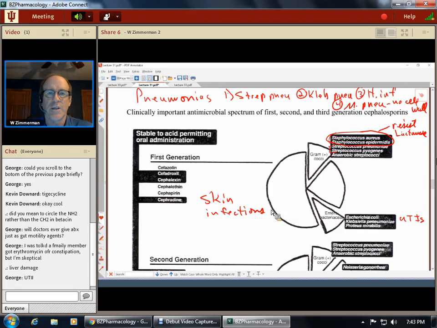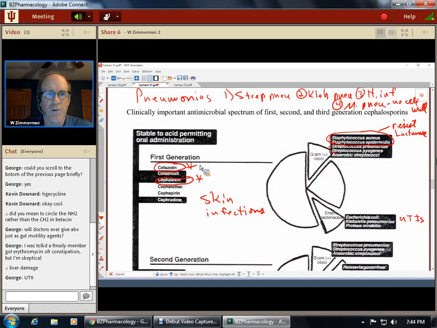What are the drugs you need to know? Well, the ones in black are the ones that it says stable acid permitting oral administration. Cephalexin's huge. You go into an ER these days and you've got some sort of a cut that needs to be sewn up, or any kind of sign of a skin infection. Cephalexin's probably what they're going to cover it with. But in terms of IV, cefazolin gets a lot of use.